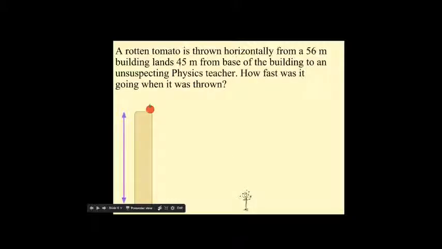Well, we know the height of the building, that's 56 meters. We know the horizontal distance, 45 meters, and we know it was launched horizontally with a velocity, and then it follows a trajectory that is parabolic. So what we need to do is figure out this initial velocity, and of course that's in the x direction. So we're going to find the time to drop, and then we're going to use the time and the range this time to find the horizontal velocity.